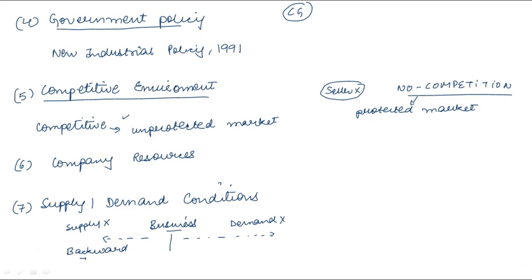Backward integration means you can basically enter into a joint venture with your supplier. You have a supplier, you can enter into a joint venture with your supplier. Now, moving on to next.